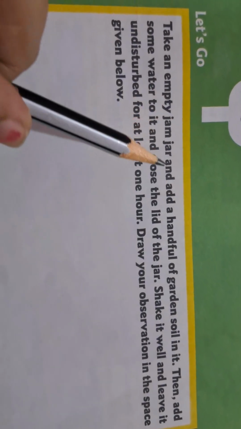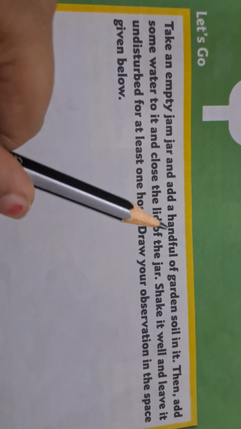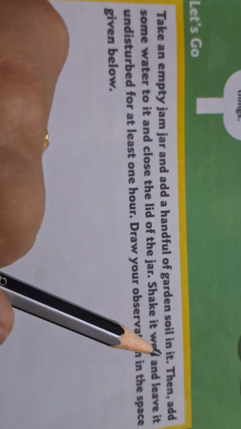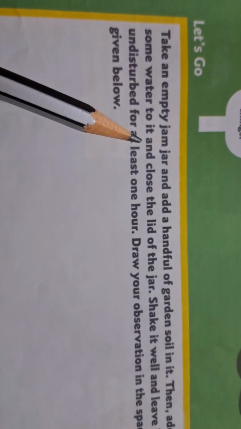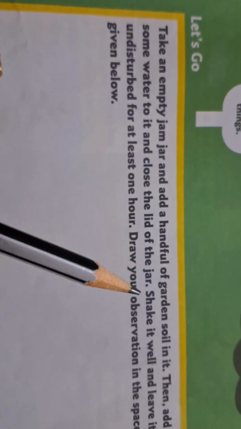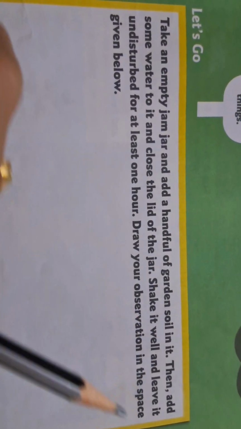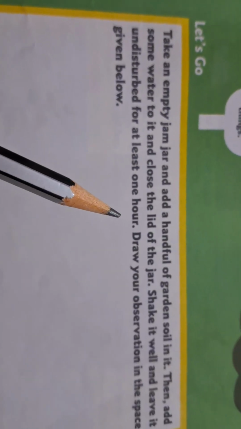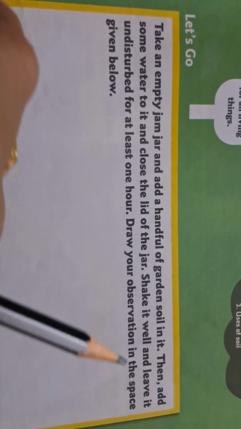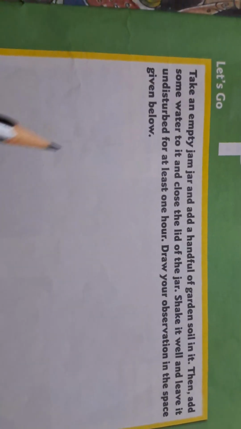Take an empty jam jar and add a handful of garden soil in it. Then add some water to it and close the lid of the jar. Shake it well and leave it undisturbed for at least 1 hour. Draw your observation in the space given below.